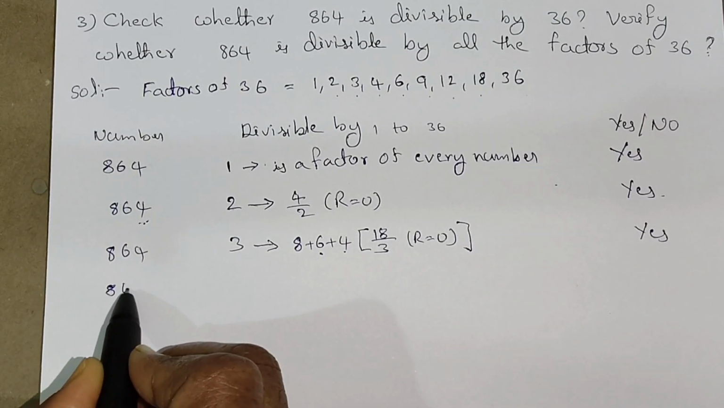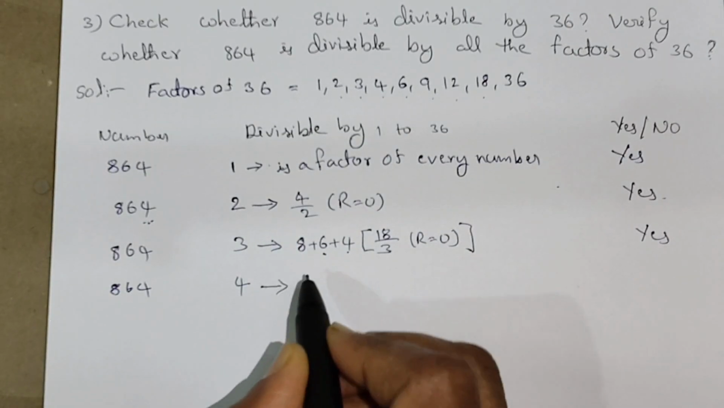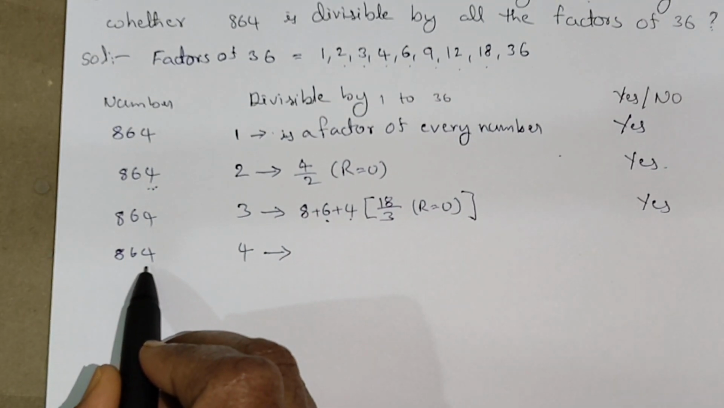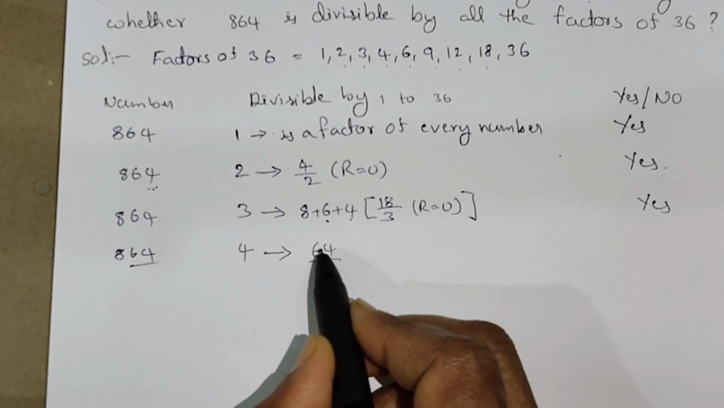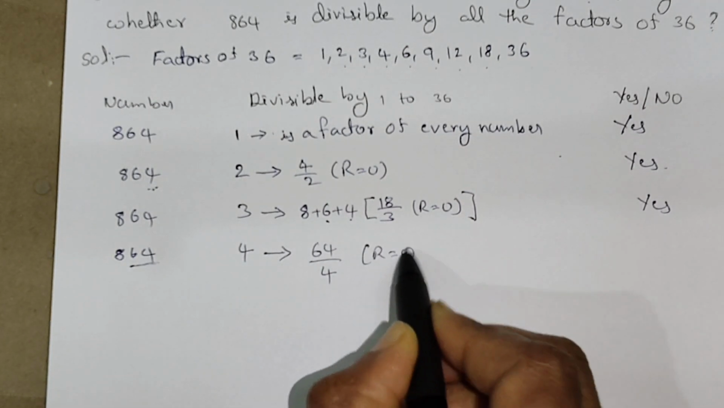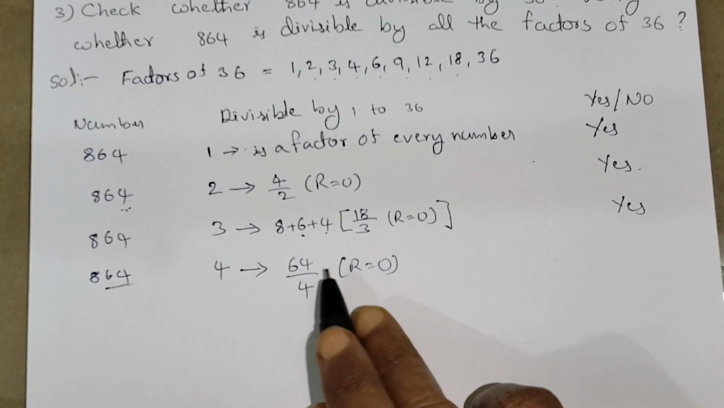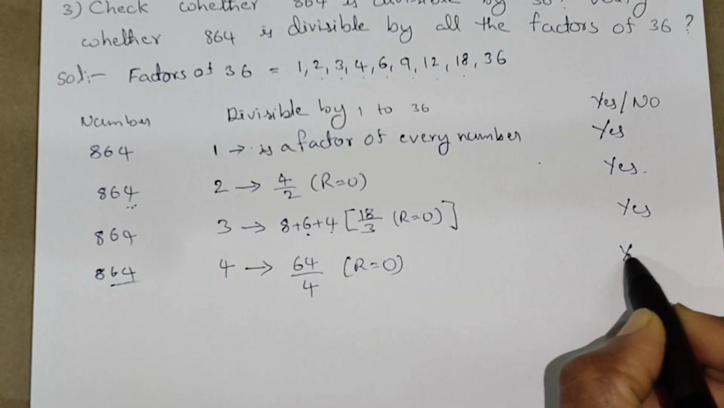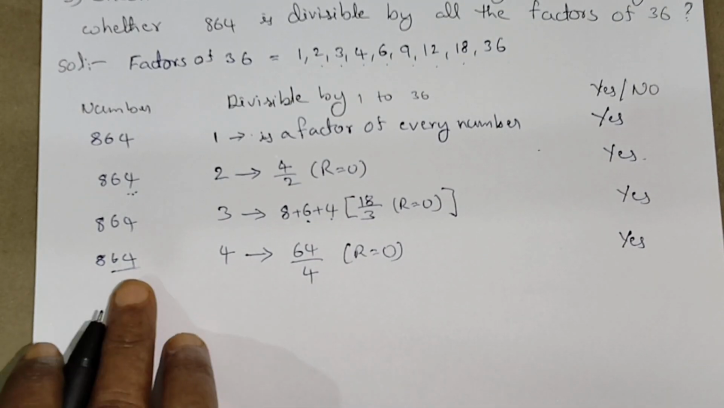Next, the divisibility rule for 4: if the last 2 digits are divisible by 4, the number is divisible by 4. The last 2 digits are 64. 64 by 4, the remainder is 0. 64 is divisible by 4. So yes, this number is divisible by 4.